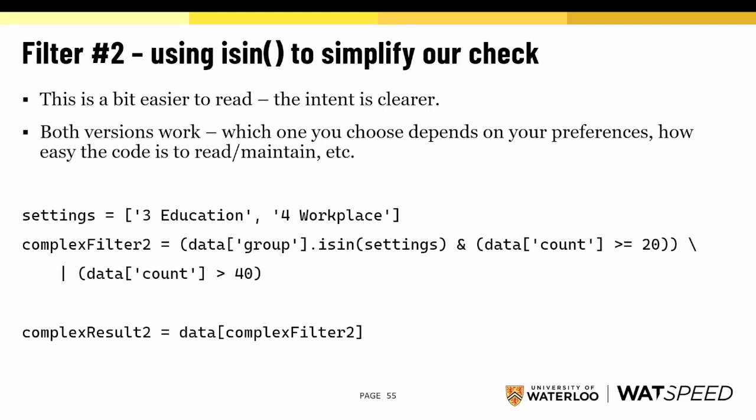First, we create a list of settings. Then we will write a filter condition to ask, give us rows where the group is in this list of settings and the count of outbreaks is greater than or equal to 20. Notice how we've managed to go from 2 lines to filter on our education and workplace settings down to just 1. Let's try writing this in code.